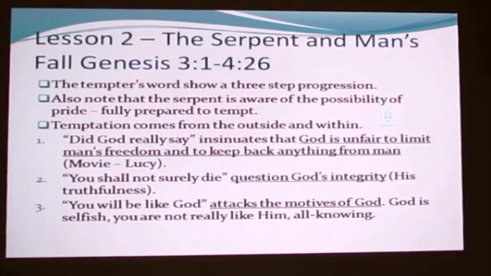So what he does is, and then also very important, note that the serpent is aware of the possibility of pride. That was experienced at the end. He says, fully prepared to tempt you.